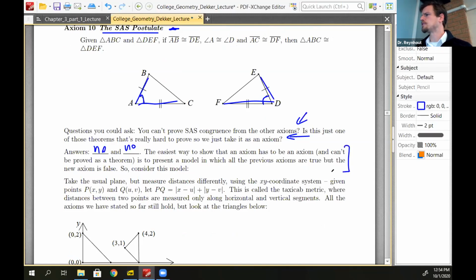Let me just emphasize this. I'll read that. The easiest way to show that an axiom has to be an axiom is to present a model in which all of the previous theorems are true, but the new axiom is false. So if we could use all of the previous theorems to prove this, making it a theorem, then we would not be able to create a space where all of the previous theorems and axioms are true and this one is false. Right? We wouldn't be able to do that if it were just a theorem.